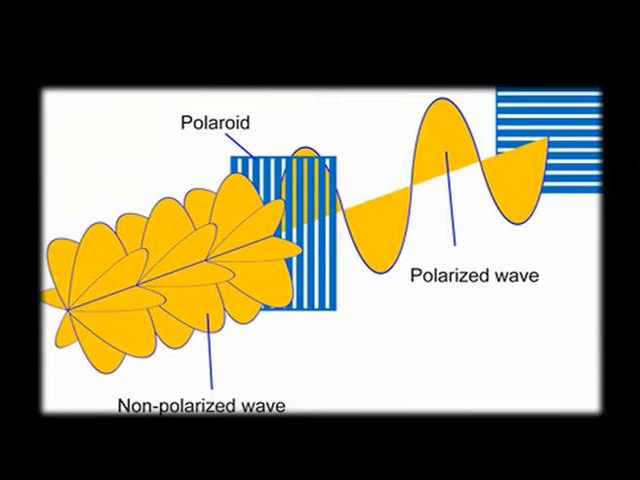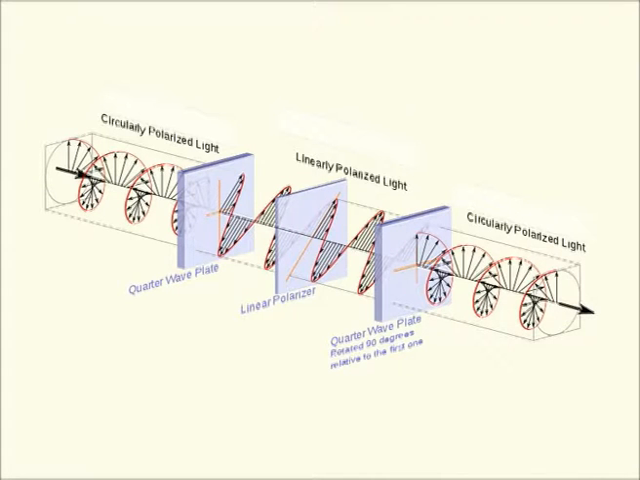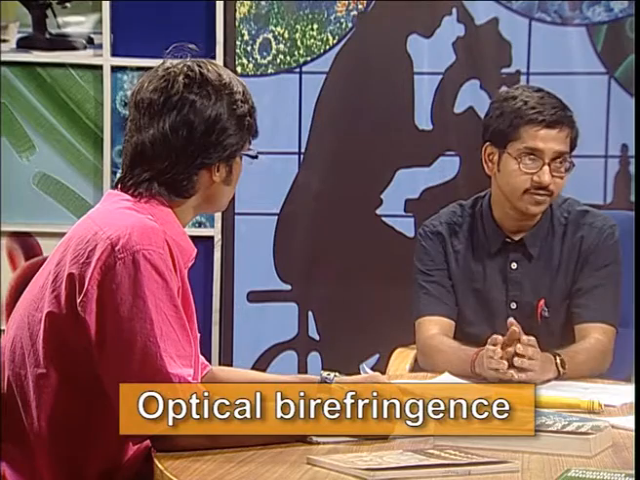Similarly, if we can polarize using a circular polarizer, then light is also known as circularly polarized light. Sir, what are the uses of polarized light? The uses of polarized light, especially in biology, can be observed if we study what is optical birefringence.